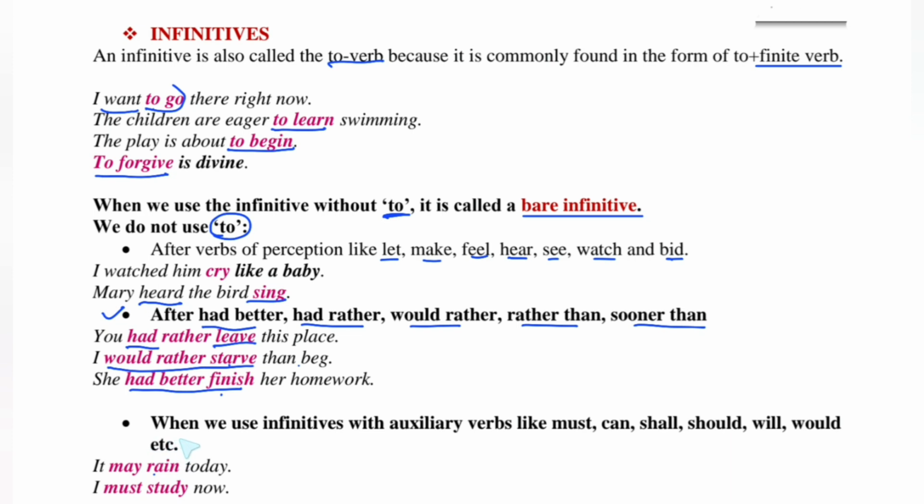The third situation is we use the infinitive with auxiliary verbs like must, can, shall, should, will, would. So these are the modal verbs, and with modal verbs we use the first form of the verb. It may rain today, I must study now. We are using just the first form of the verb.